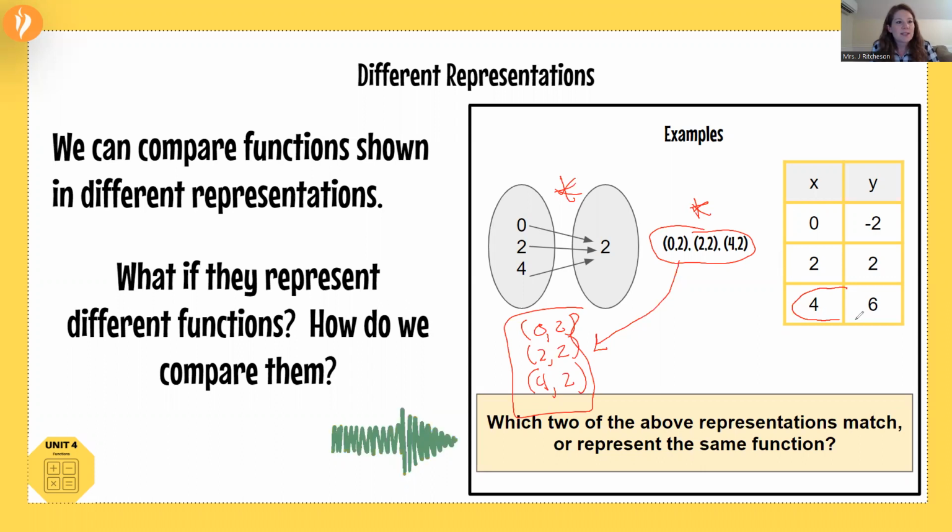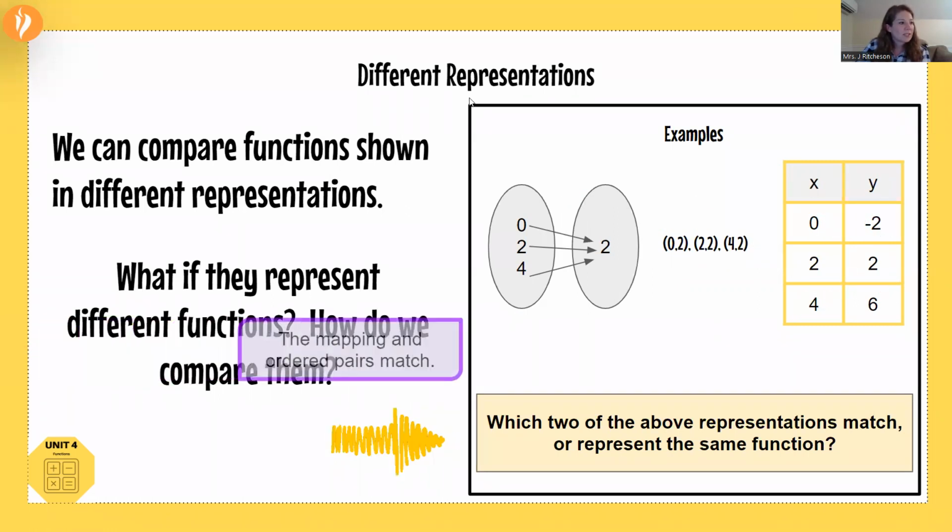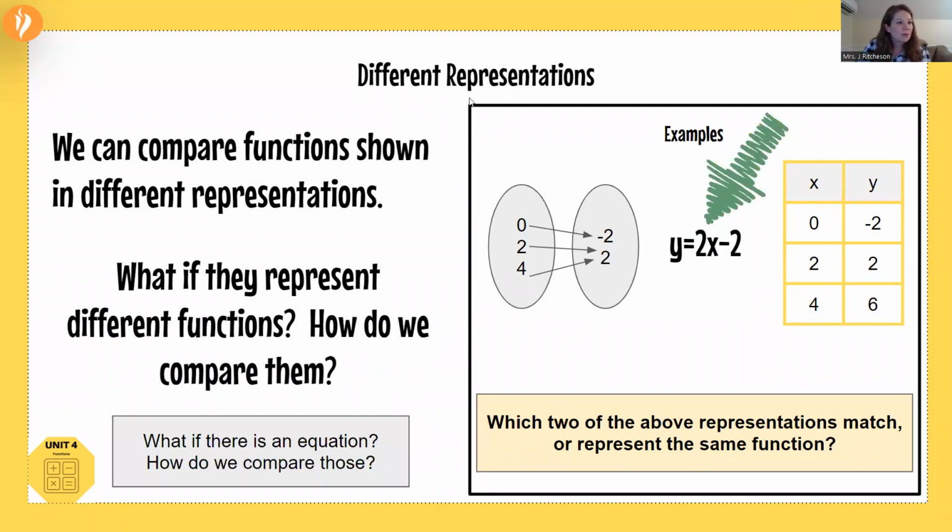However, this is not the same as the other two, and the first one's not the same as the other two. So this T-chart is different than these two. These are the same, and this is a different function. That's easy to tell, right? Yep, the mapping and the ordered pairs, we got it right.